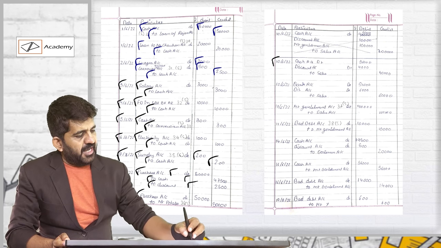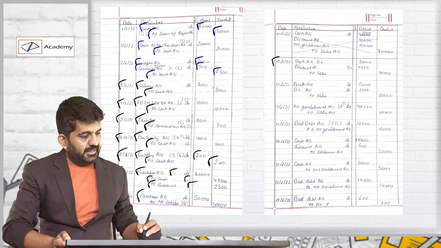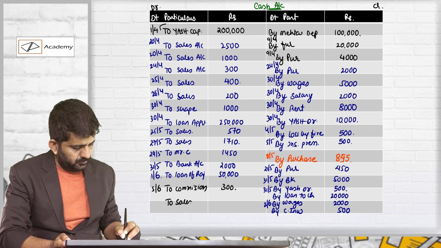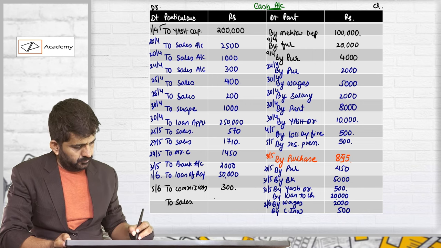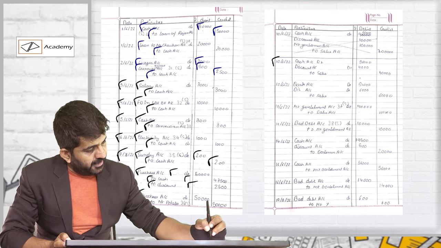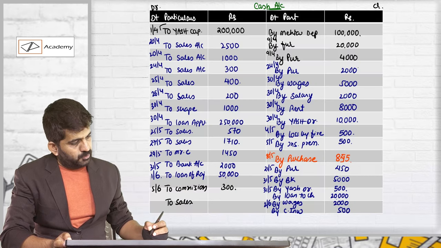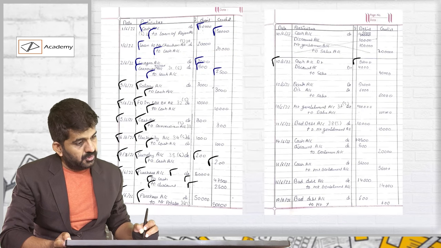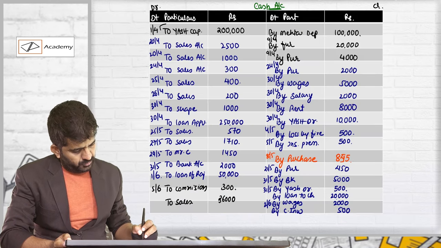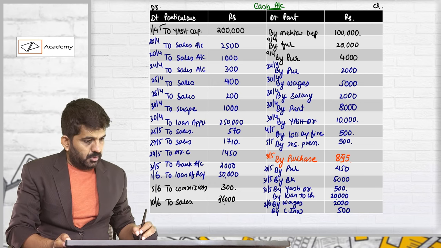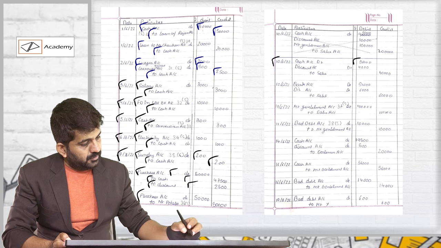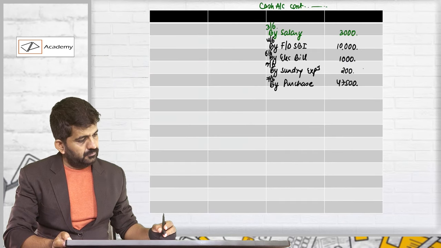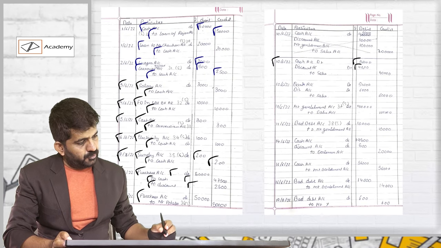Next, cash account debit, discount account debit to sales. So cash account debit side to sales 40,000. Cash account debit 36,000 to sales. Date is 10th June. Then discount account debit side 400. 400 or 4,000? 4,000.